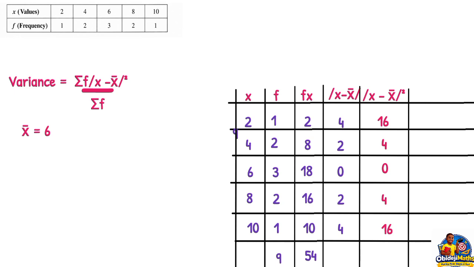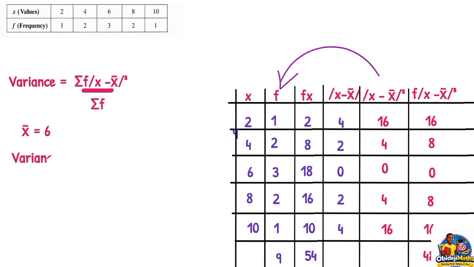After getting the square, multiply it by f. That is f multiplied by (x minus mean) squared. Let's multiply them one by one. 1 times 16 is 16. 2 times 4 is 8. 3 times 0 is 0. 2 times 4 is 8. Be careful so that you are not multiplying wrong values. 1 times 16 is 16. Then the summation of them: 16 plus 8 plus 8 plus 16 gives us 48. So variance is equal to 48 divided by 9, and that is 5.3.